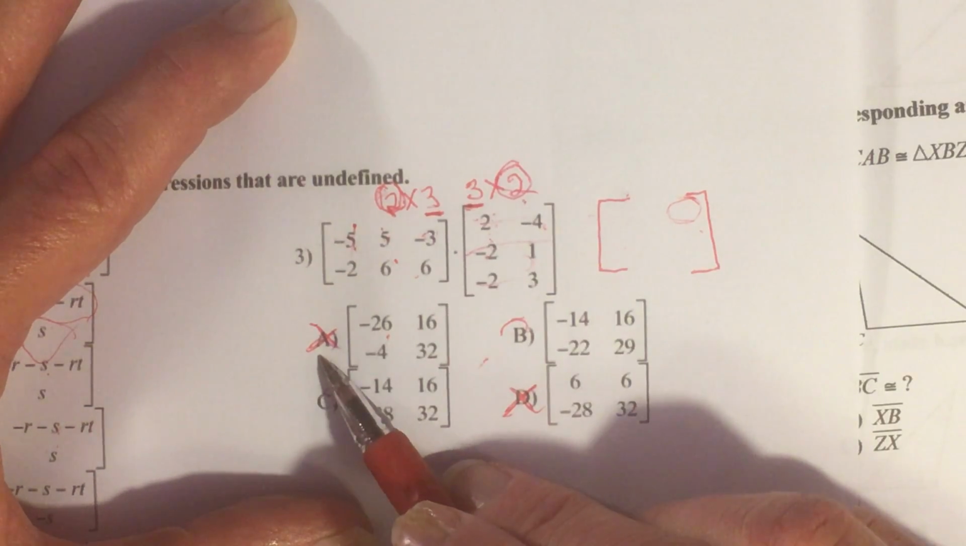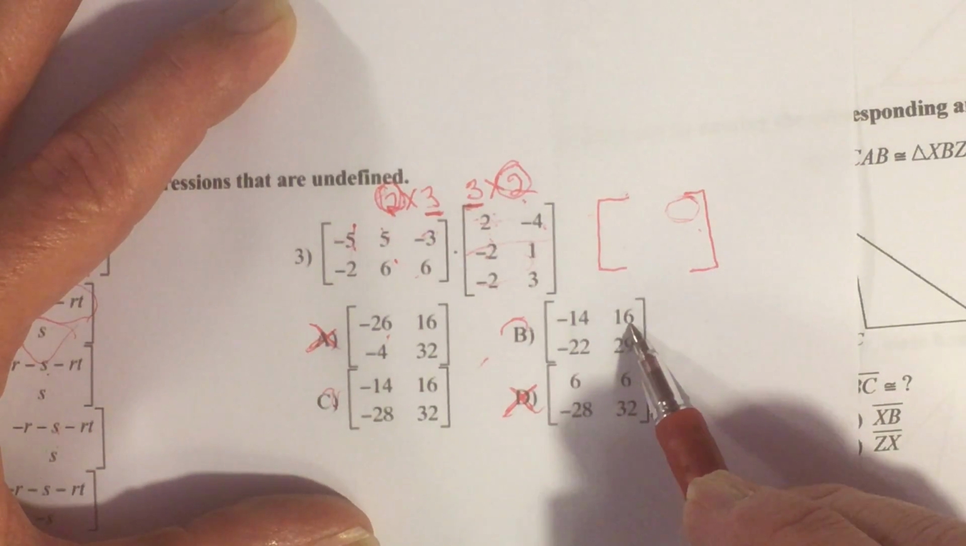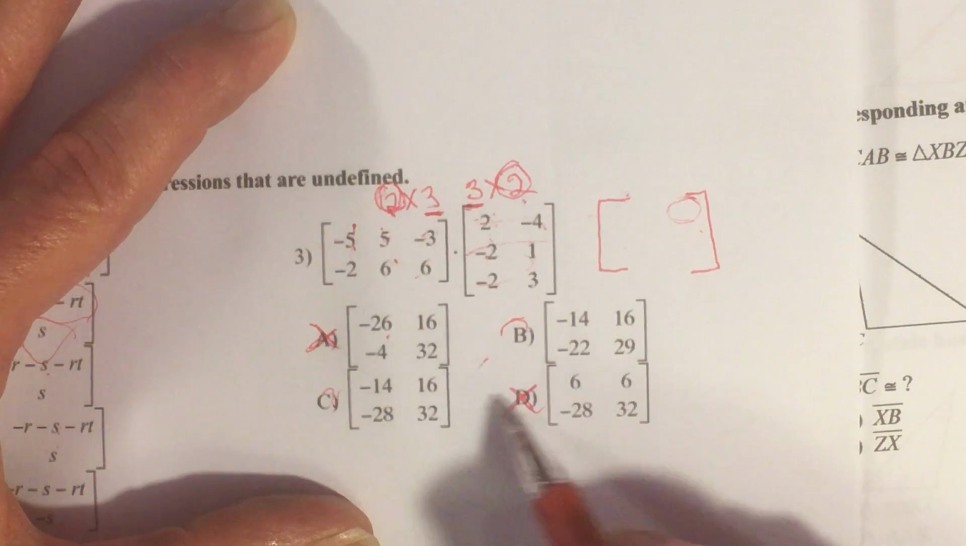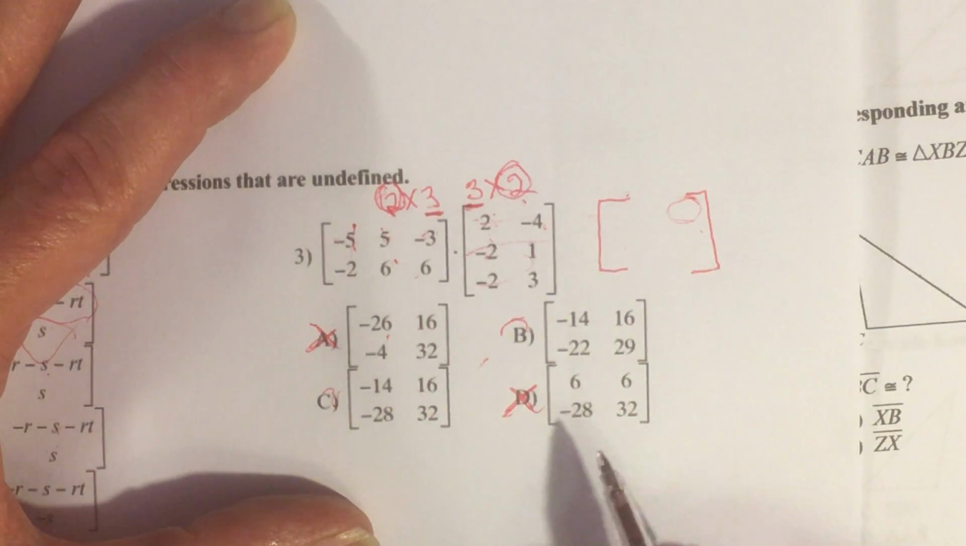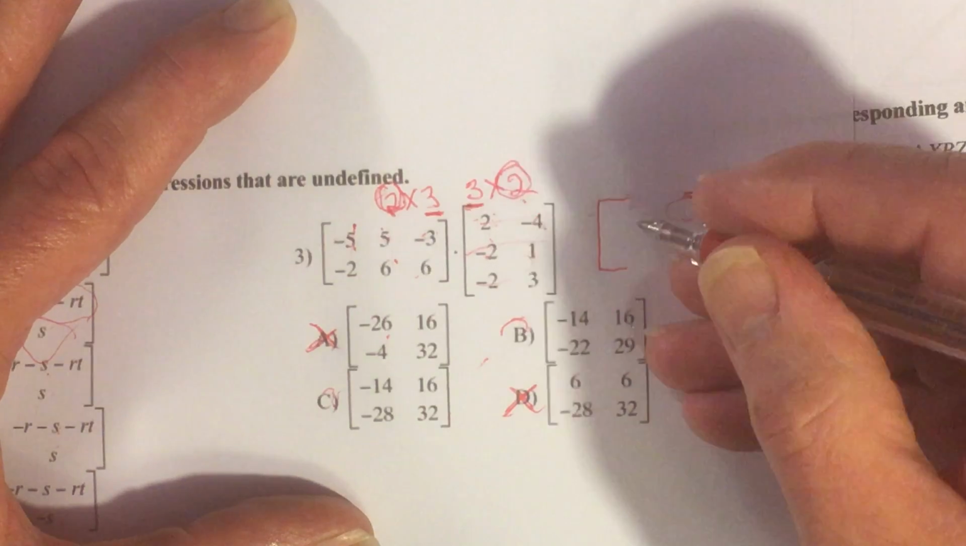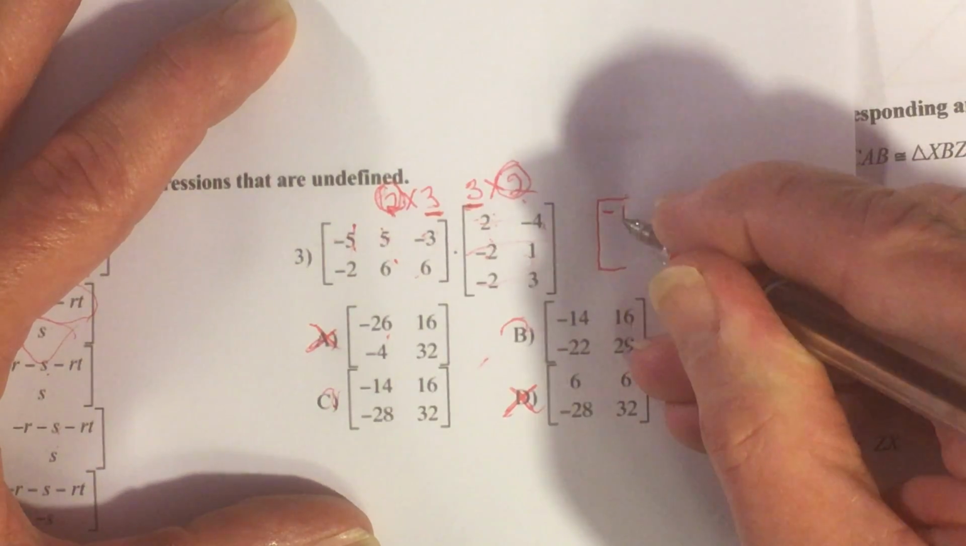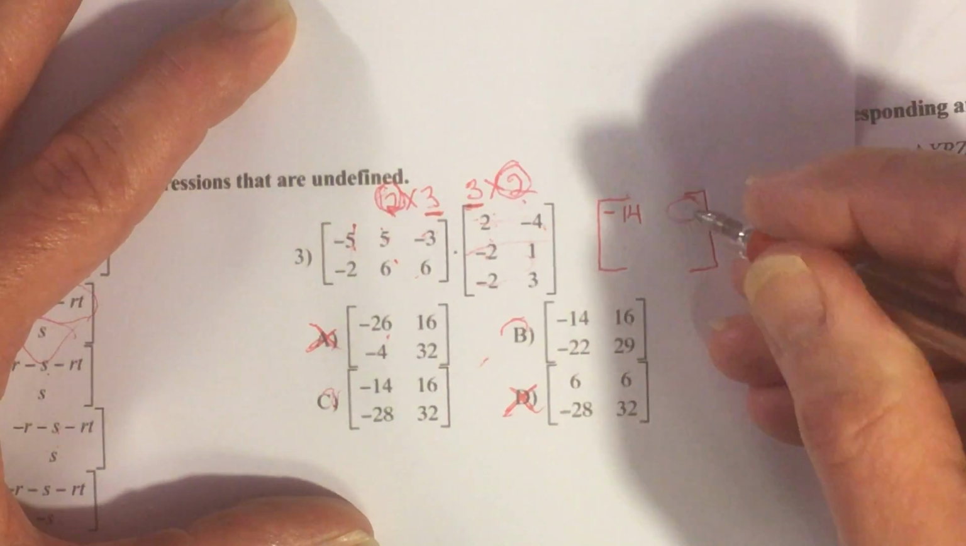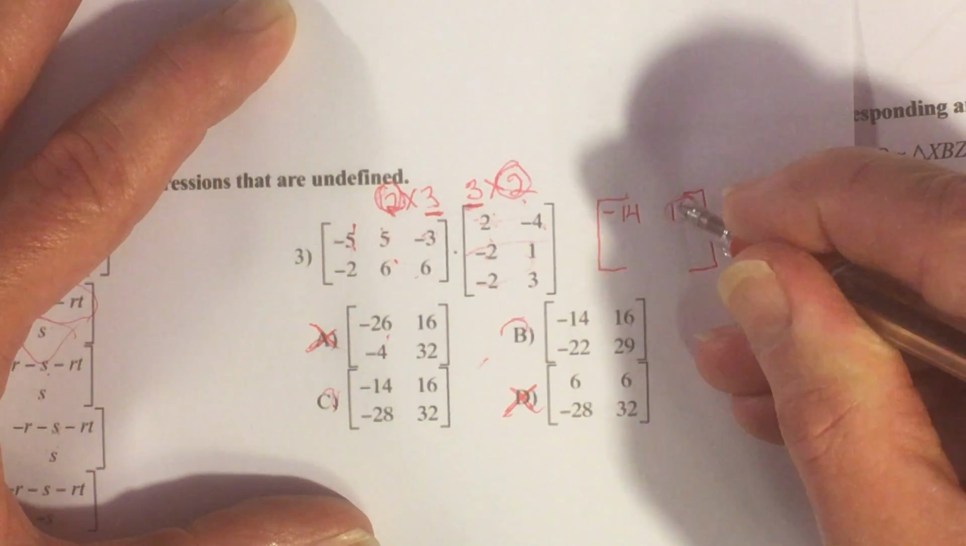Can't be this one already. Could be B. It still could be C. And of course it can't be D. So we have our negative 14 here and our positive 16 over here.